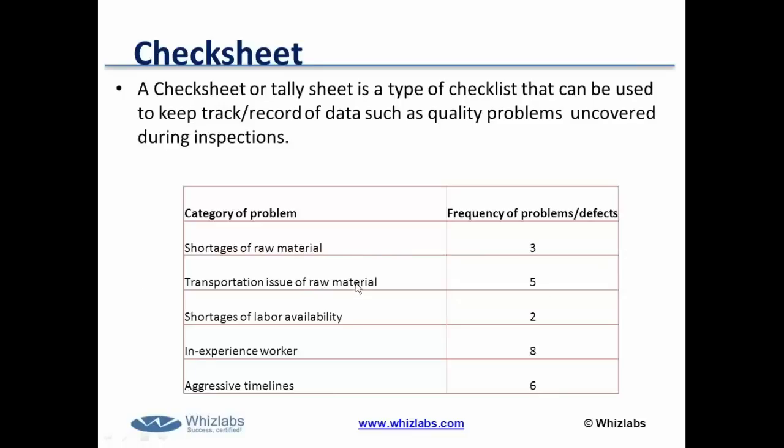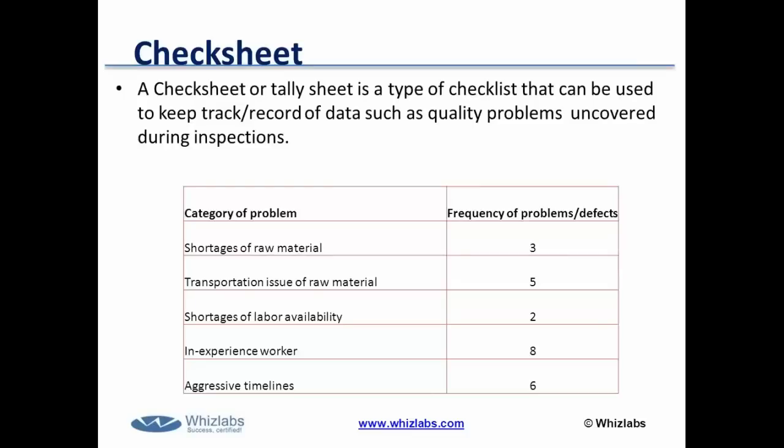Transportation issue of raw material. That means you are not able to transport the raw material on time, so you cannot deliver to the customer. So a check sheet, or a tally sheet, is about keeping track of how many problems you have faced during the execution of your project. And a checklist is just about whether everything has been correctly delivered or correctly completed or not.